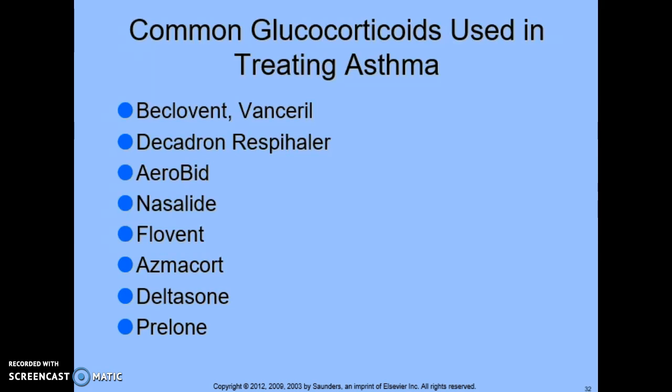Here, Flovent is a good example of a commonly used glucocorticoid. You may have heard of it, and when you're making your list, I would include that.